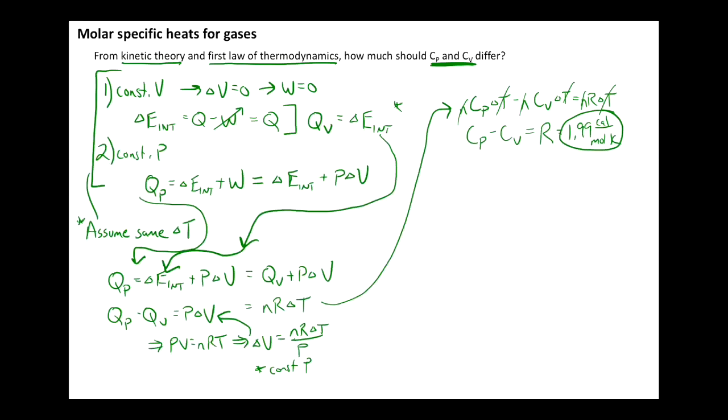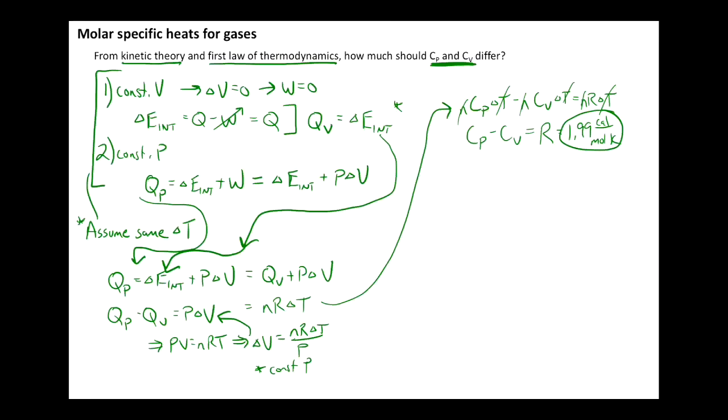The difference in the molar specific heats is just 1.99 if we're dealing with a monatomic gas. All right? Does anybody have any questions anywhere in that particular derivation? We used the kinetic theory and the first law of thermodynamics to try to get to that. And it agrees with what we see in the table, which is the number we see experimentally. Okay?